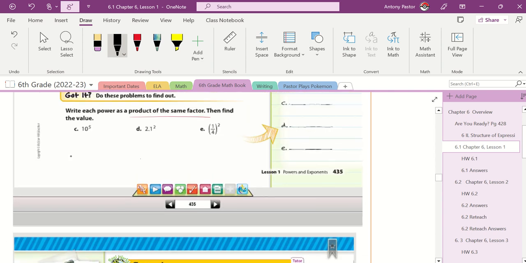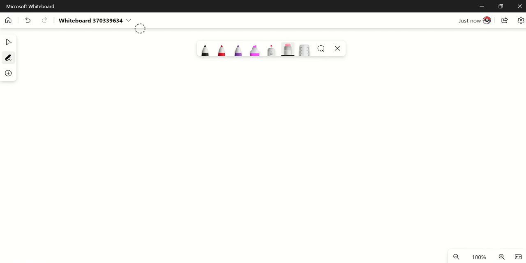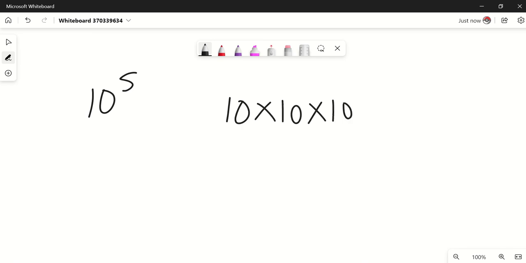And we're going to go ahead and do this one, and we're going to call this one a video. Write each power as a product of the same factor, then find its value. So C is 10 to the power of 5, which is also known as 10 times 10 times 10 times 10 times 10.